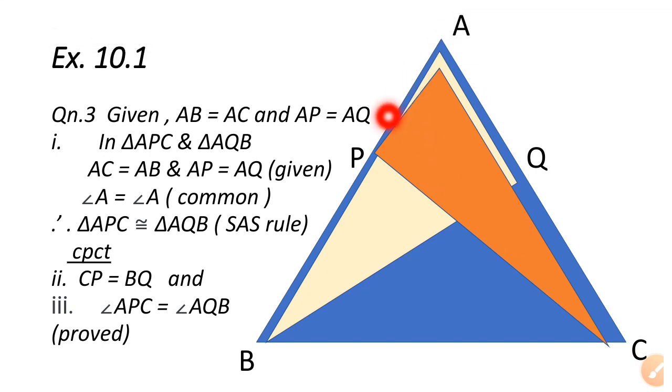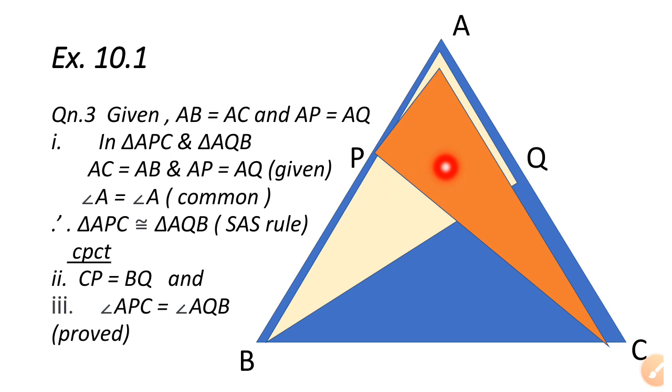This AP is equal to AQ, and we have to prove that triangle APC is congruent to triangle AQB. Those two triangles that we have to prove congruent are shown in different colors. Here you can easily identify those two triangles that we have to prove congruent.